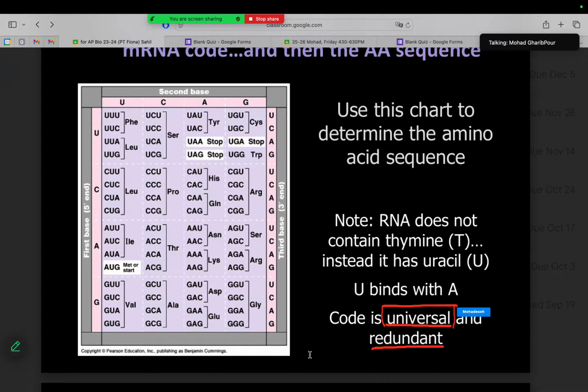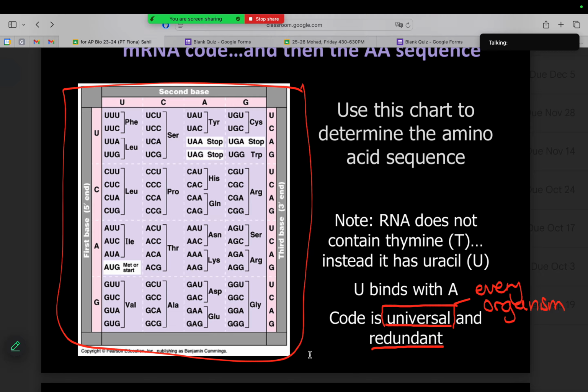What does it mean if a code is universal? It means every organism uses this code. So whether you're a bacteria or you're an elephant, you use the same code chart. As in a bacteria, a triple U codon will code for phenylalanine. A CAA codon will code for glutamine, etc. Okay?